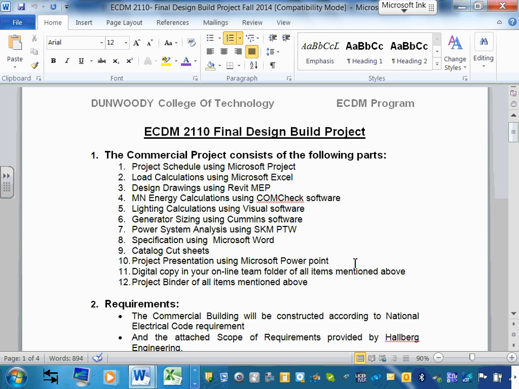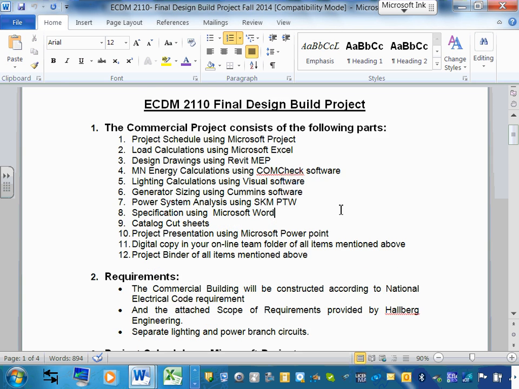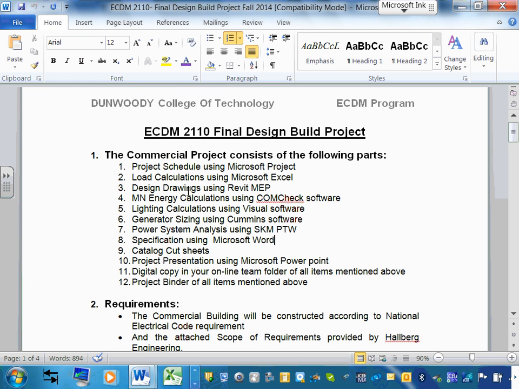This is what the expectation is when you do this project. So this is what we expect you to do from that one. And I'll talk about this one, guys. The commercial project consists of the following. You need to do a Microsoft Project. You need to do a load calculation, as you know. You need to do design, everything based on Revit, right? These are the activities. Energy code.